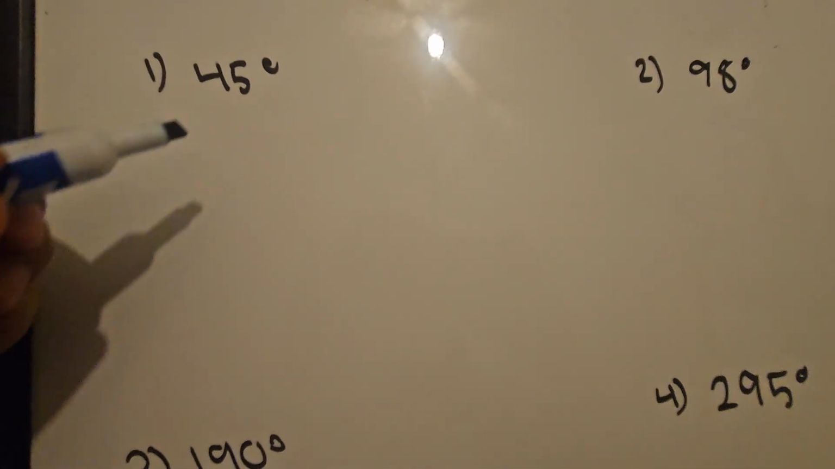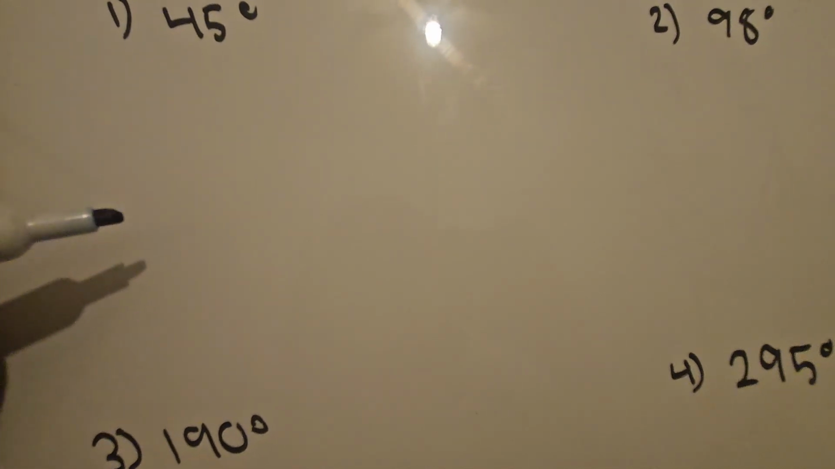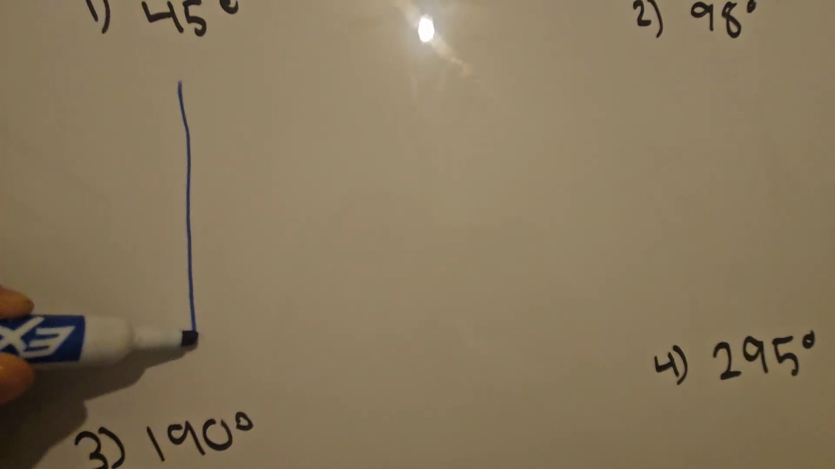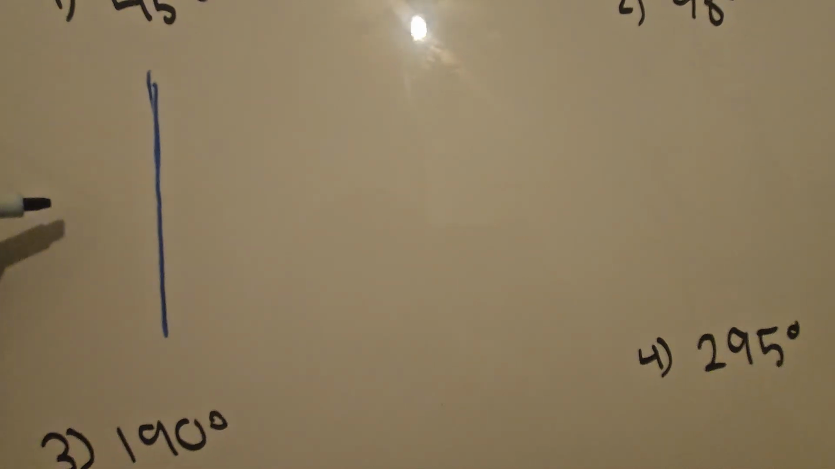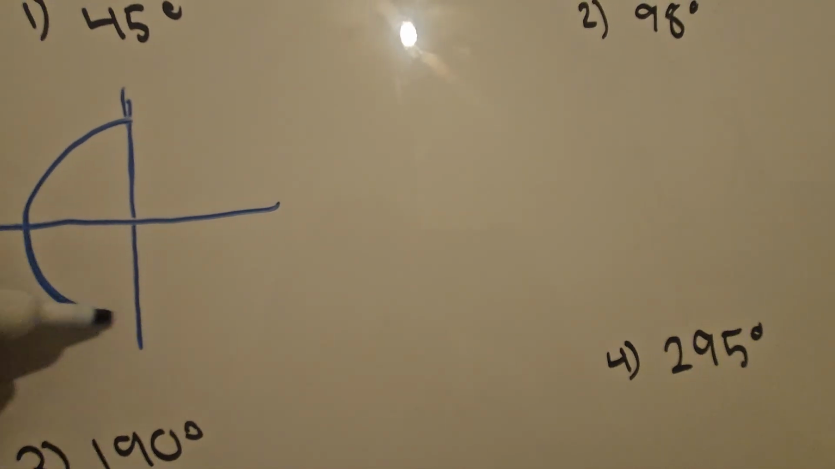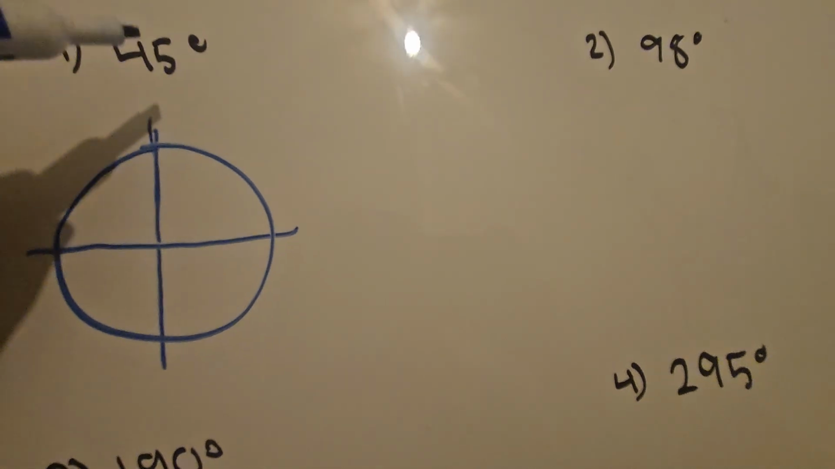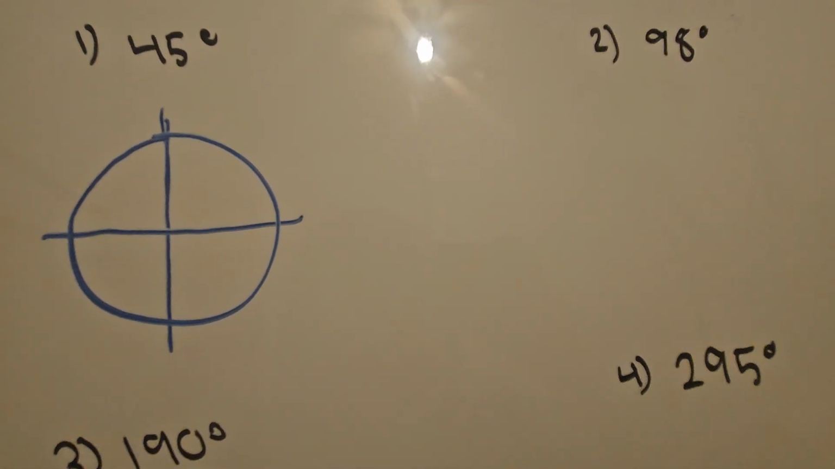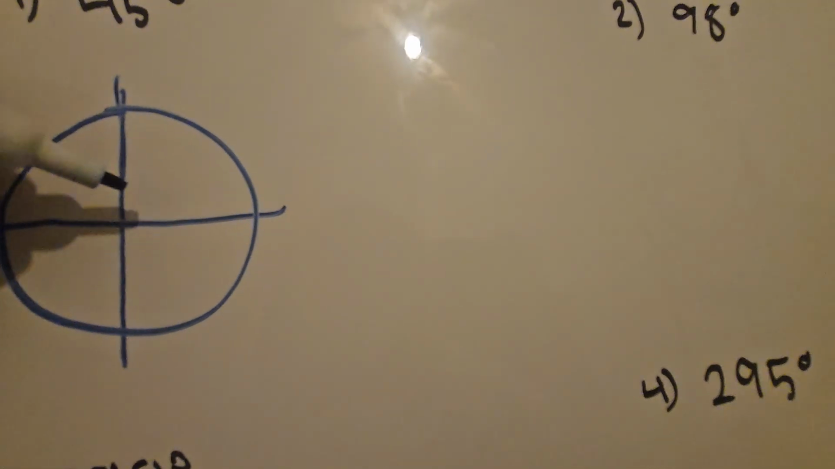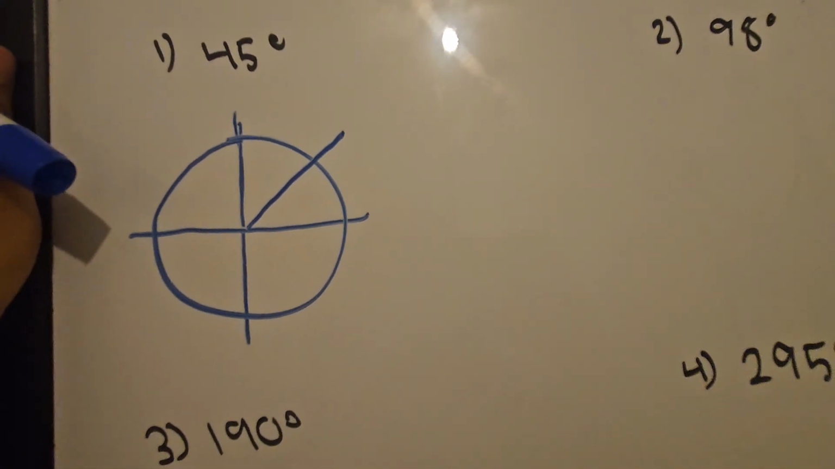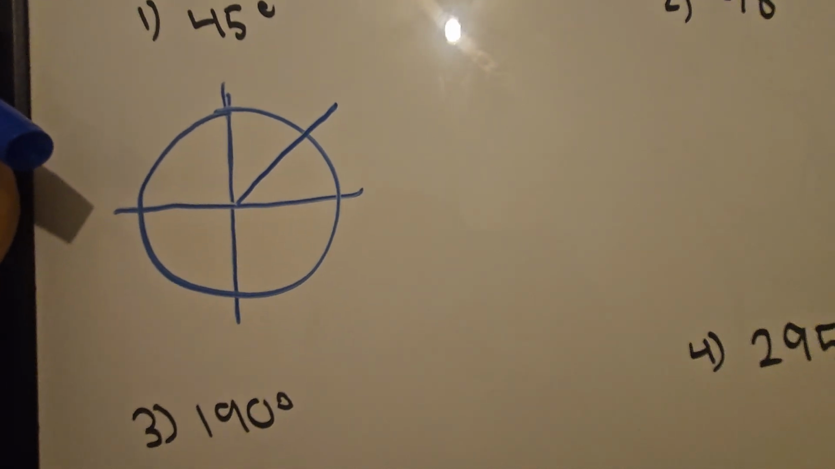So let's start with number 1, which is 45 degrees. We want our reference angle to be in the first quadrant. So let's say you have your unit circle right here. We're gonna have to find the point where 45 degrees is at. So if you don't know, it's gonna be right here. 45 degrees. You need to have your unit circle memorized for this.